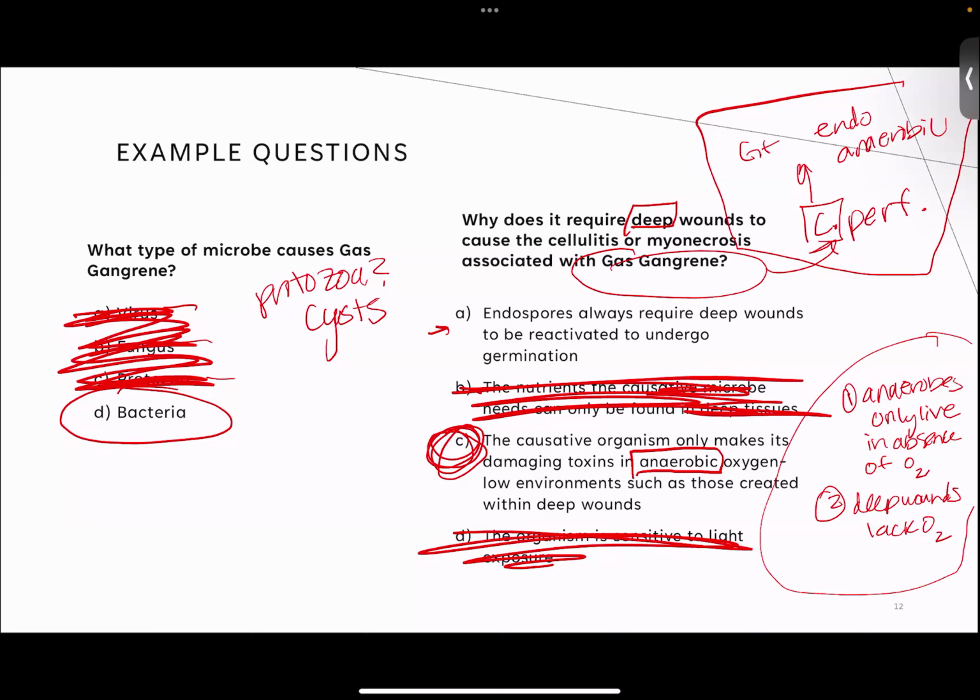But now, whenever we look at endospores always requiring deep wounds, always is our problem here. Anytime you ever see always, you better be sure what answer you're picking on any test in my class or anybody else's. Do endospores always require deep wounds, or do anaerobes always require deep wounds? Uh-oh, anaerobes do. Now, what are our endospore-forming genera? Clostridium, which are anaerobes, and Bacillus. That should give you your answer here. That's how we know that C is the answer and not A.